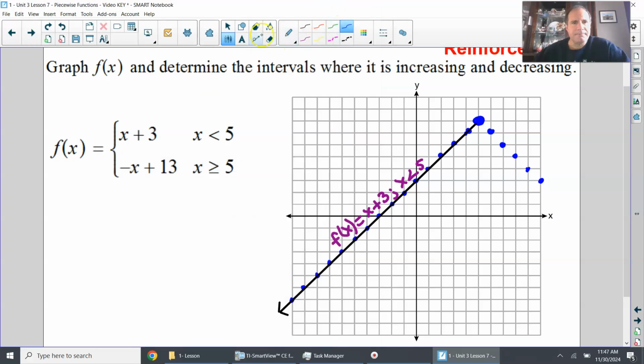Just like that, you connect the points, and again, you put the arrows, and you put f of x equals negative x plus 13, semicolon, x is greater than or equal to 5. And that's your final graph.